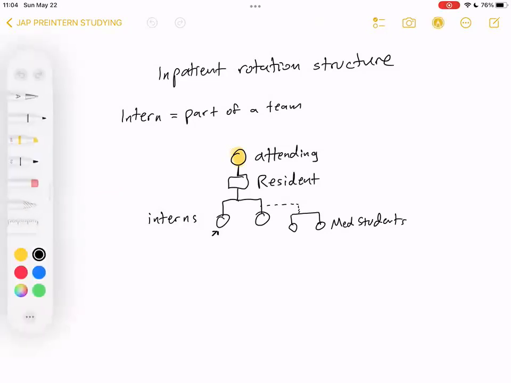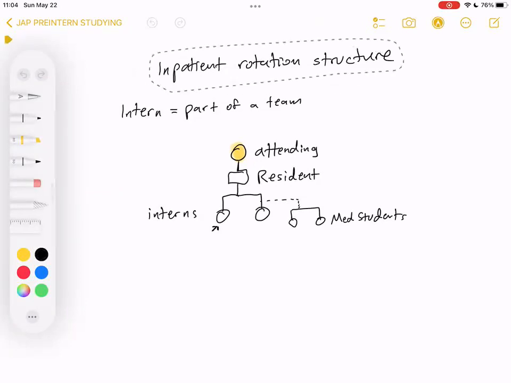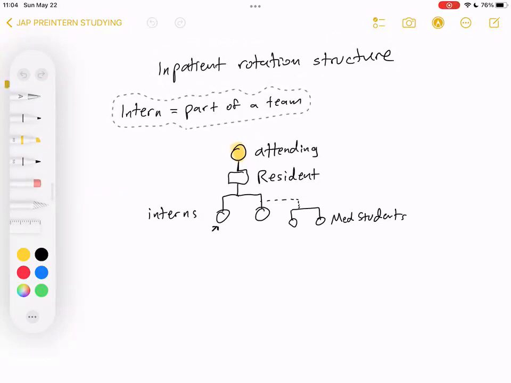Your responsibilities as an intern. This inpatient rotation here, what I have is the inpatient rotation structure. What I mean here is the inpatient medical floors rotation that you're going to be on. Okay. And as an intern, when you start, they're going to call you an intern. Even though you're in residency, you're technically a resident, a PGY1 resident, but everybody's going to call you an intern because you're the first year.